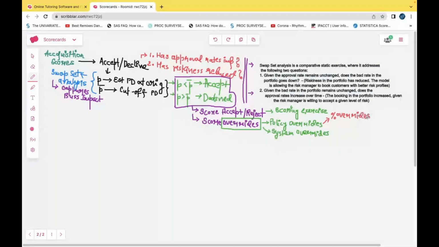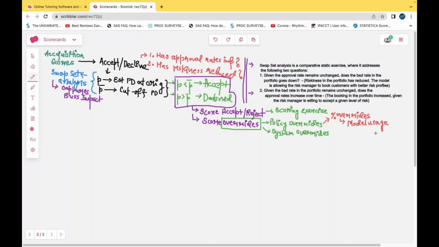Percentage of overrides. Now, when I'm computing this percentage of overrides, the overrides have an implication on the model usage, because the higher the override rates are, the lower is the usage of the model, the more limited is the model usage. So if you see the override rates increasing over a period of time, you know that the model usage is going down.